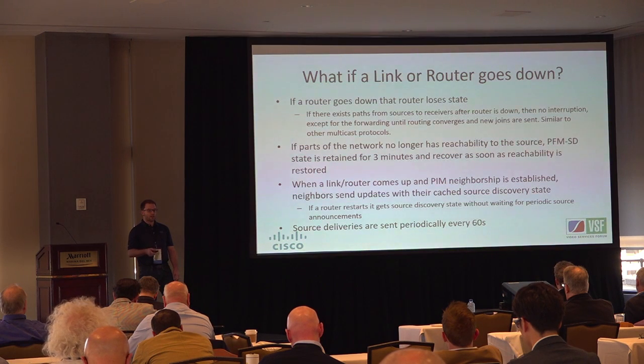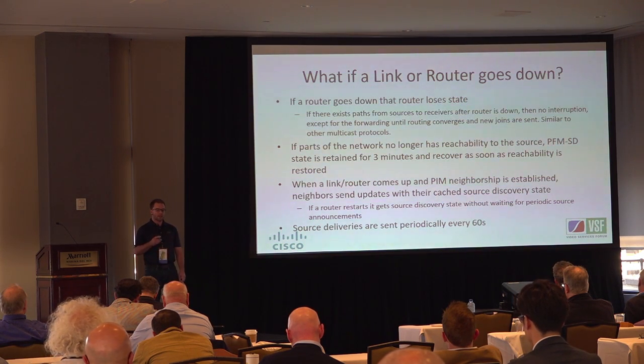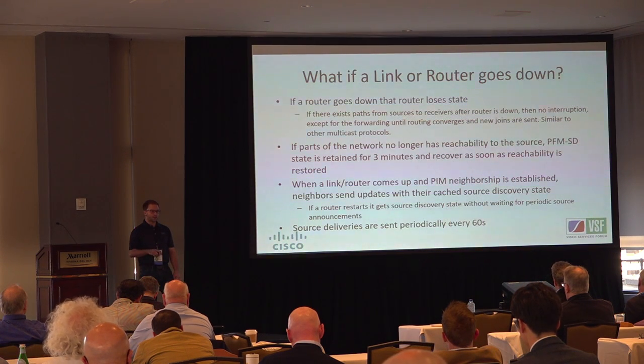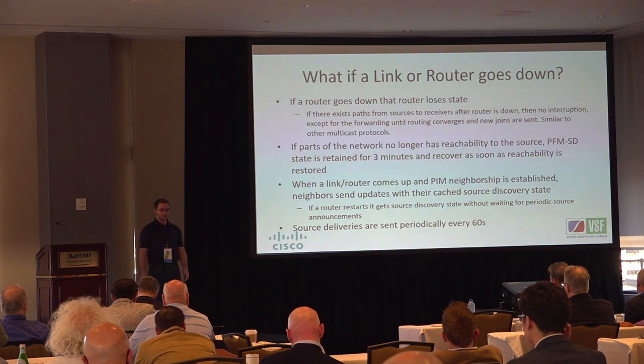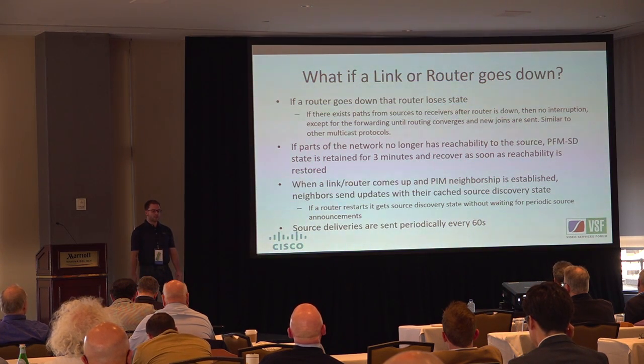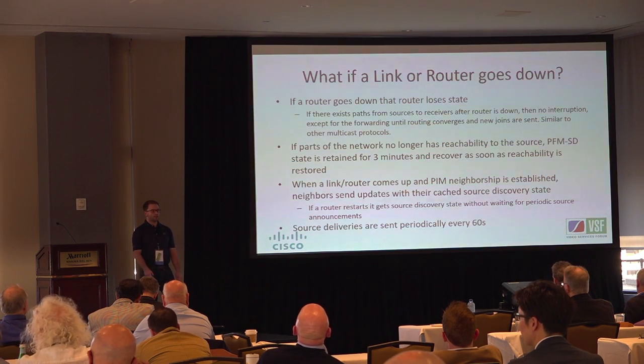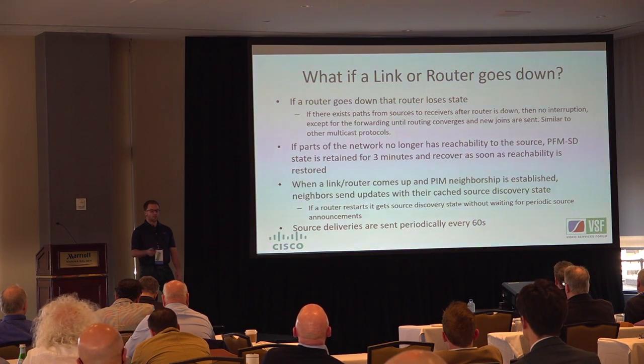If parts of the network no longer have reachability to the source, that source discovery state is retained for 3 minutes and recovers as soon as reachability is restored. When a link or router comes up and PIM neighborship is established, neighbor sends the update of their cache discovery state. So as long as you're a PIM neighbor, you can receive that cache discovery state to the next router. And source deliveries are sent periodically, roughly every 60 seconds.